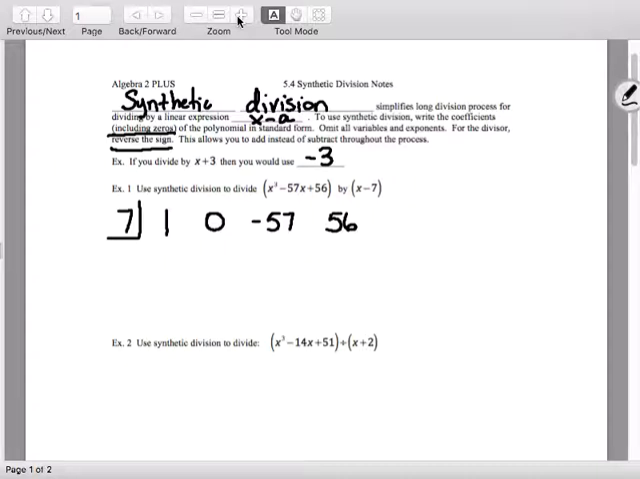So I want you to write it down, and I want you to look at it. Do you see why I put the 0 here? What's that 0 from? Because there's no x squared. Awesome, guys. There's no x squared, so I need a placeholder for it. Okay. So the 1, the 0, the negative 57, and the positive 56. You omit all variables, and you just list the coefficients, okay?